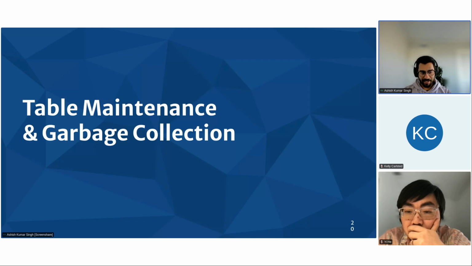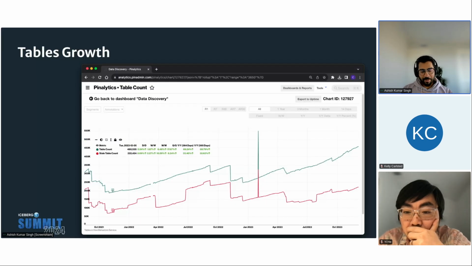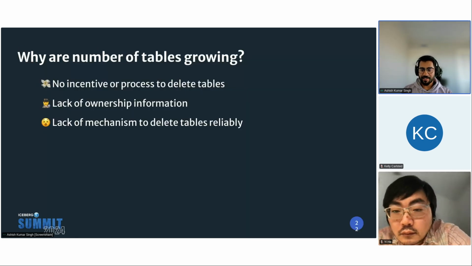So this is where garbage collection comes in, and the associated table maintenance part of Iceberg. At Pinterest, as I mentioned a few times already, the number of tables has grown significantly. At the end of 2023, we were at 460,000 tables. And we asked ourselves why the number of tables is growing. So there were three categories that we could think of.